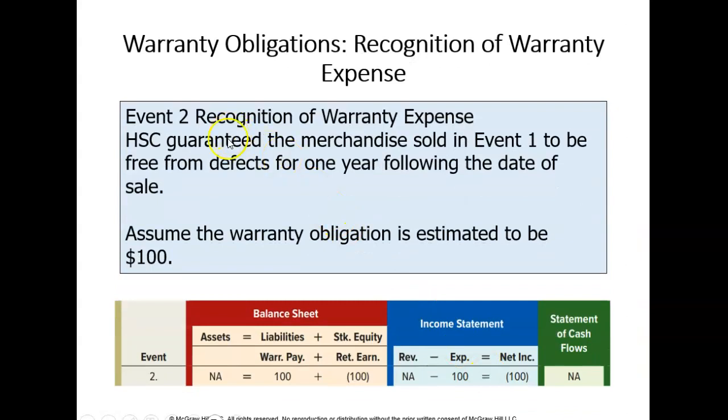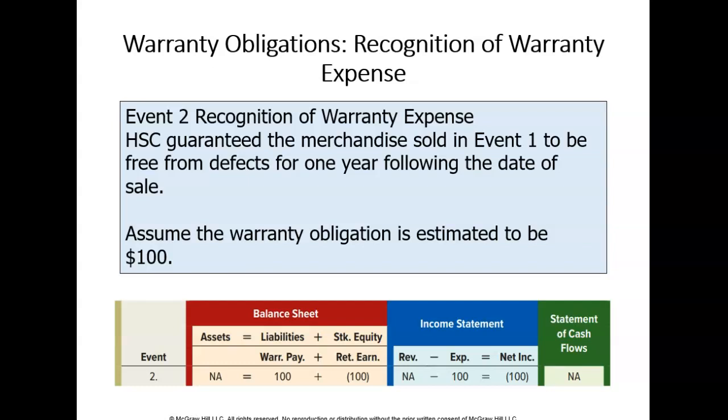Okay? Now, the same product came with a guarantee to be free from defects for 1 year following the date of the sale. So, as a company, we have to estimate the amount of that warranty obligation. And we're saying that amount is going to be $100. So based upon prior experience, if we have to repair this item, the estimated cost would be $100.